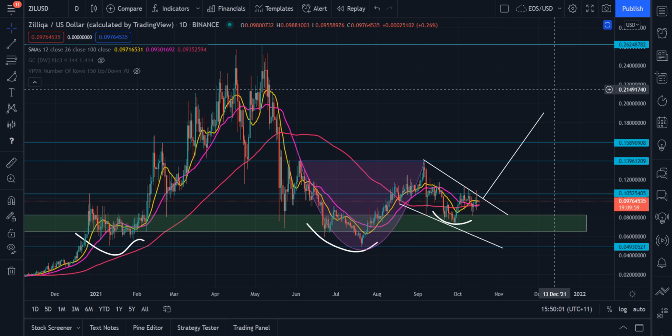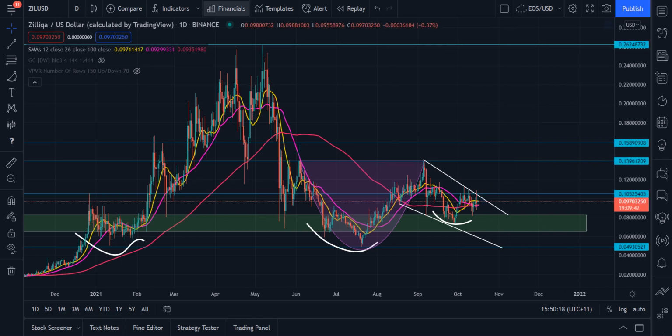So we're speaking January at that point, and that's a time when Zilliqa will go kind of exponential, as with most altcoins, to the upside. But the cup and handle formation does stand at 19 cents by early December. That makes sense to me.